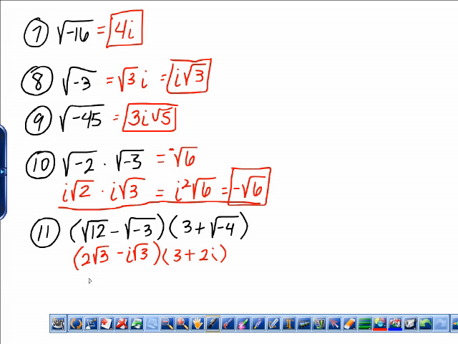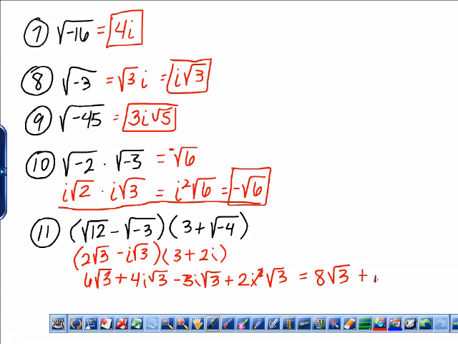Okay, so 2 root 3 times 3, that's going to be 6 root 3. Outside, that's going to be plus 2 times 2 is 4. We have an i, and we have a root 3. Inside would be minus 3i root 3. And then last we have minus 2i squared root 3. And again, the i squared becomes positive 2. Okay, so let's see what we can combine. 6 root 3 plus 2 root 3, that's 8 root 3. 4i root 3 minus 3i root 3, that is plus i root 3. And you don't want to factor out or anything, you want to keep it as real plus imaginary.